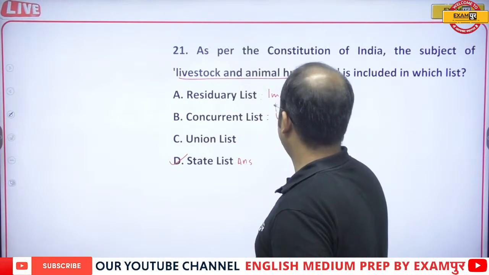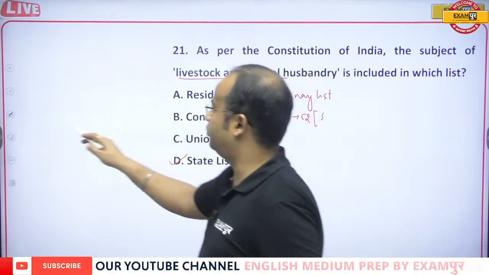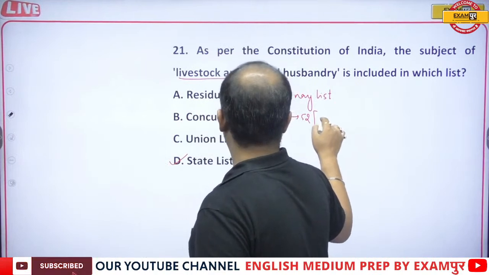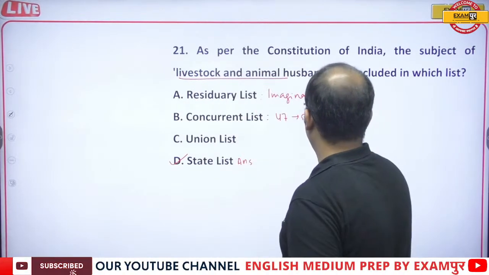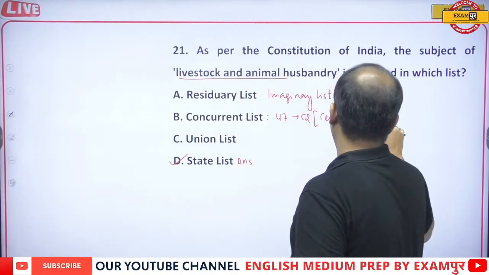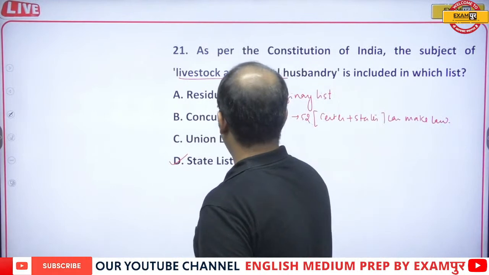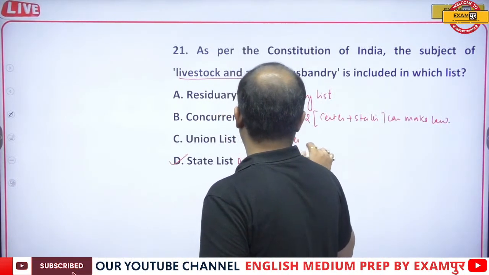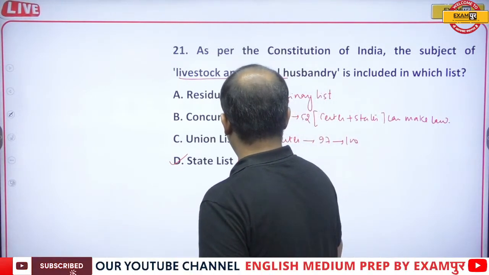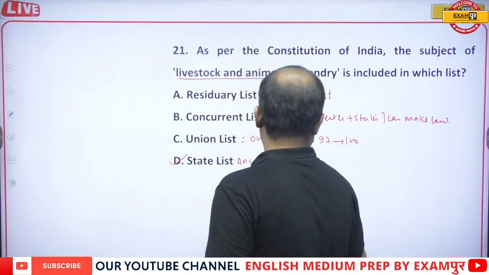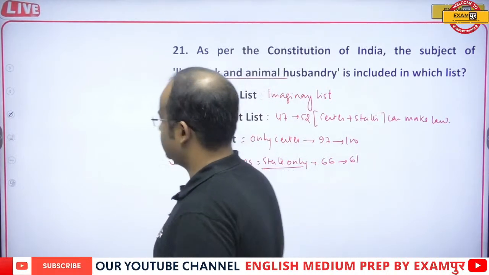Concurrent list, earlier we had 47 subjects, now we have 52. It is the list on which both center and state can make law. Union list, only center, 97 subjects, now we have 100. State list, states only, 66, now we have 61. And the correct answer will be, guys, it is in the state list.